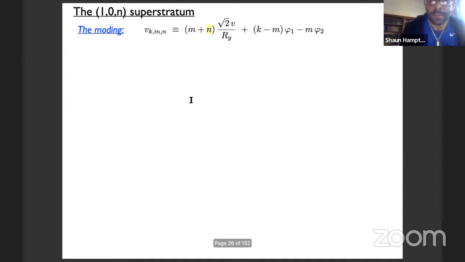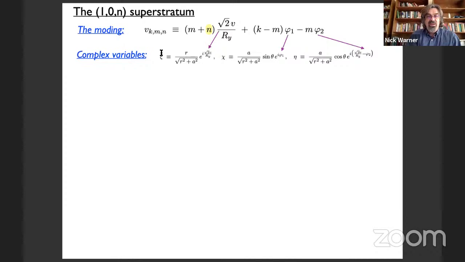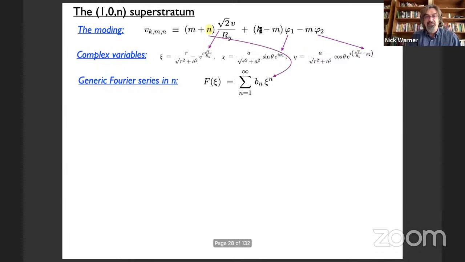The first thing to notice is that the only quantum number that's going to be arbitrary is n, and it multiplies v. That descends into essentially this complex variable psi. The phi1 and phi2, roughly speaking, descend into the other complex variables, and we're going to have k as 1.